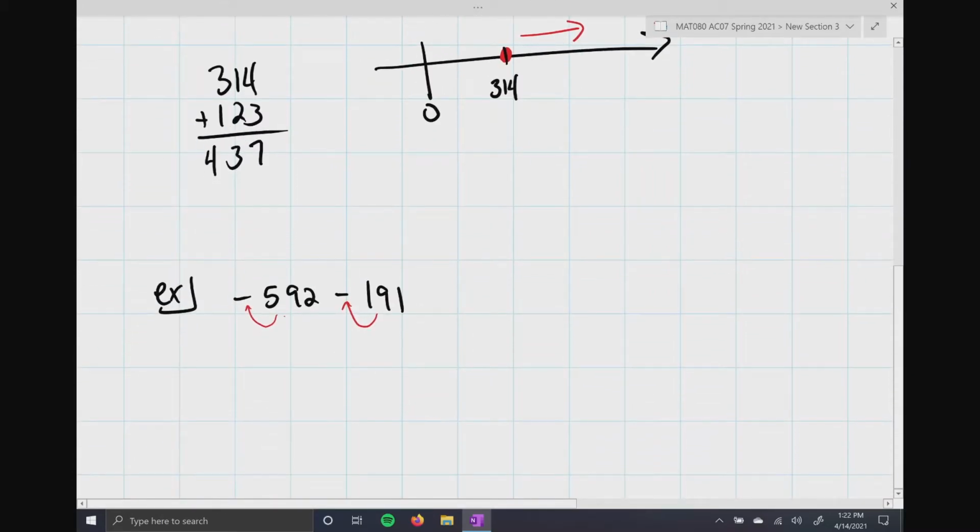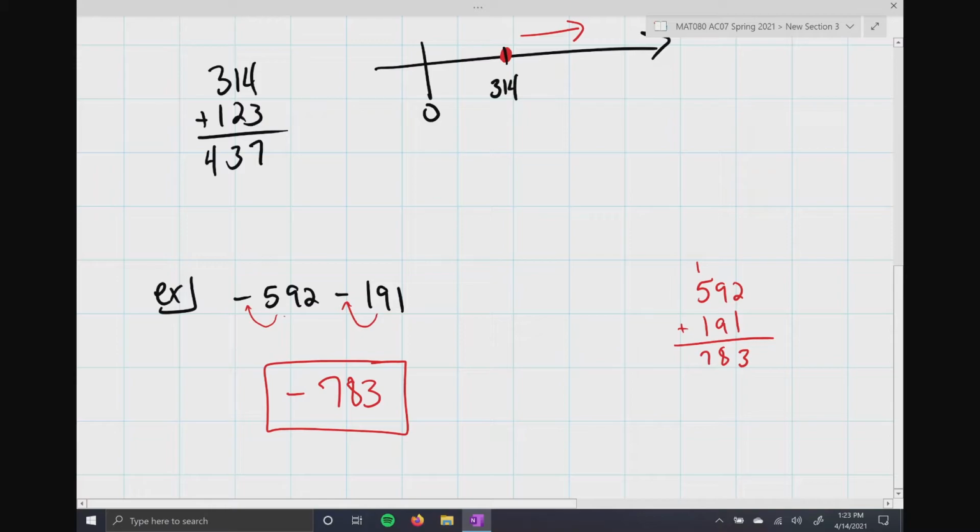So off to the right, I line them up like I normally would, and I'm going to add them together. So 2 and 1 is 3, 9 and 9 is 18, carry the 1. 1 plus 5 is 6, plus 1 more is 7. So numerically, I know it's 783. But then I have to look at the second half of the rule, and the second half says, keep the sign. So since both of my numbers were negative from the start, my result is going to be negative as well. So negative 592 minus 191 equals negative 783.